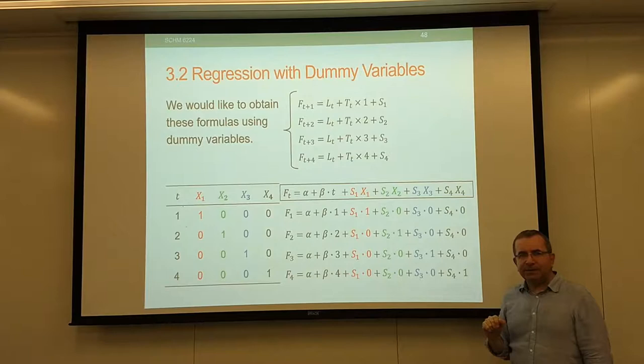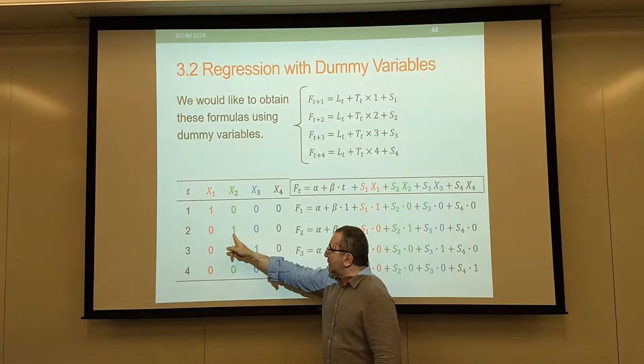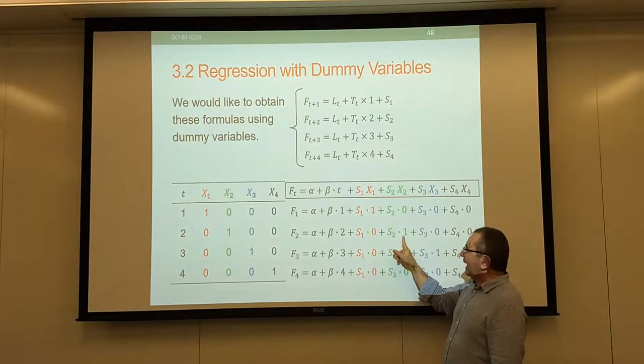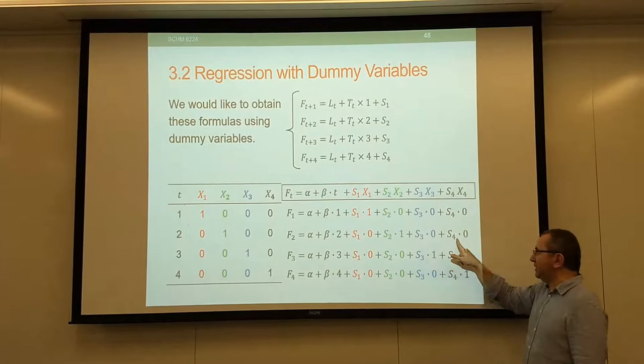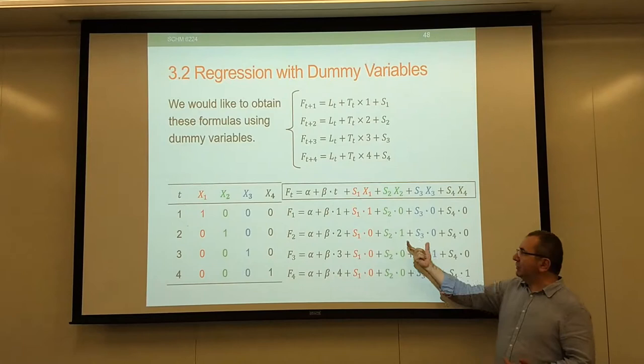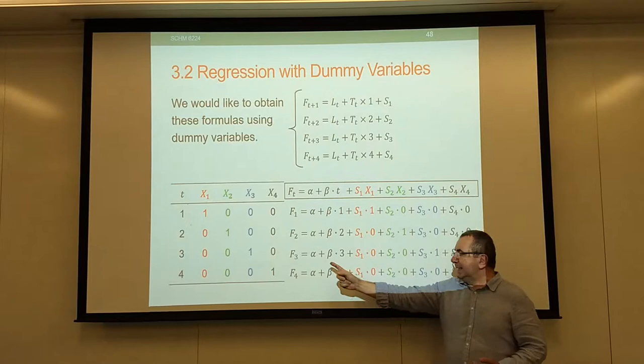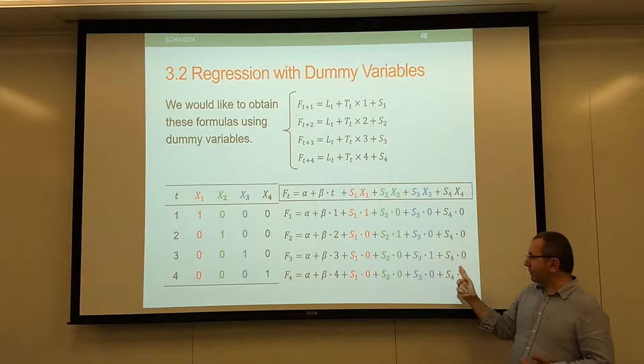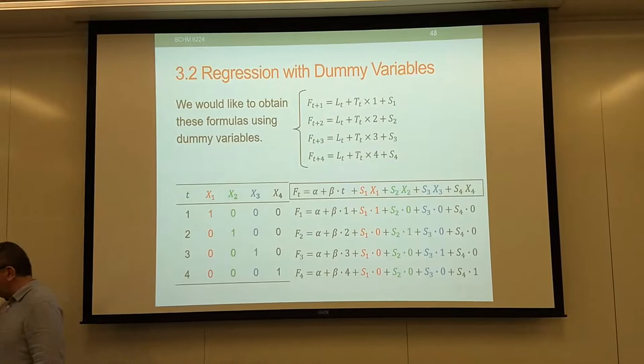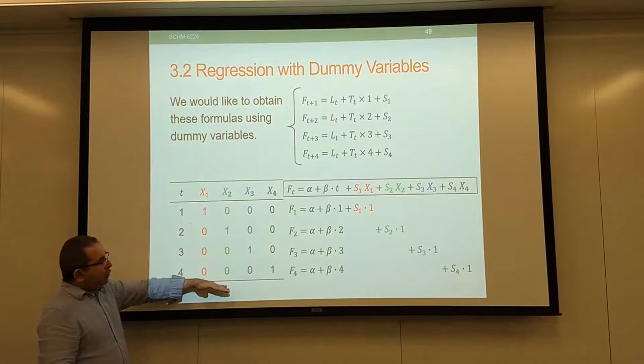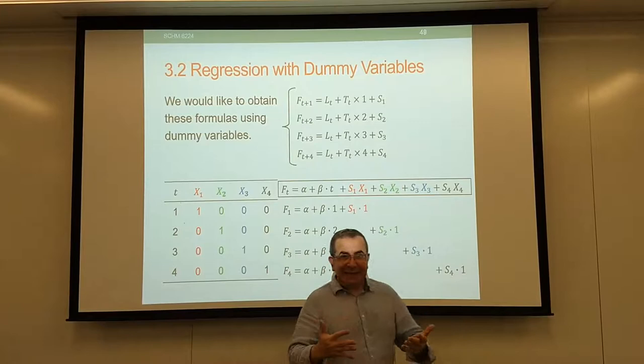In period two, okay, only X2 is one, so S2 is multiplied by one. However, S1 is multiplied by 0, S3 is multiplied by 0, S4 is multiplied by 0, so they don't count. Only S2 is added to our regression line. Similarly, in period 3, only S3 is multiplied by 1. Okay. So this is how we use dummy variables to add seasonality, okay, on top of the regression line.